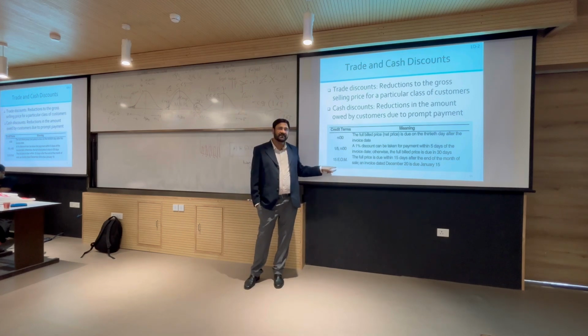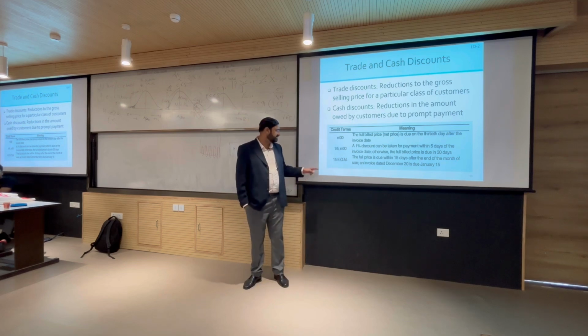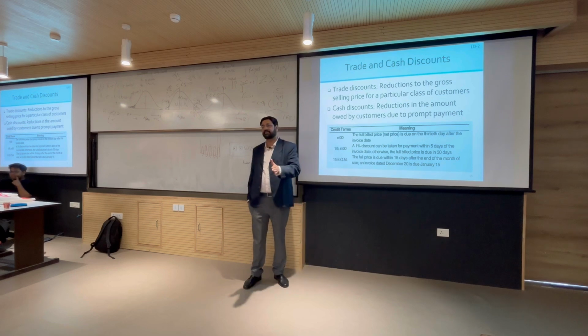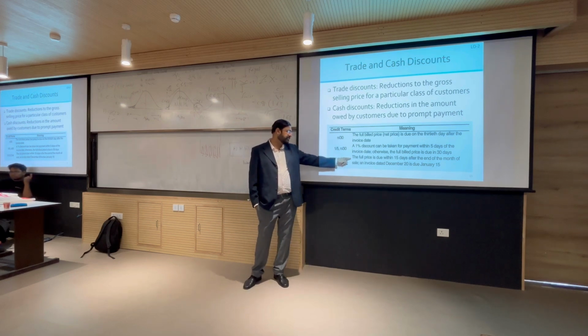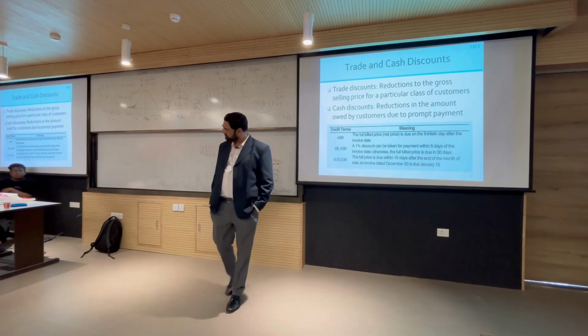So, for any sale of September, if the term is 15 EOM, it is 15 days after the end of the month. So, after 30th September, 15 days. So, we have to pay by 15th of October. So, in this case, for a sale on 20th of December, the due date is January 15, that is the due date, right. Clear na?